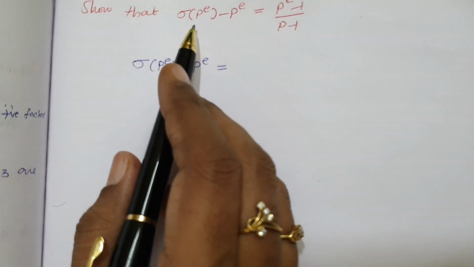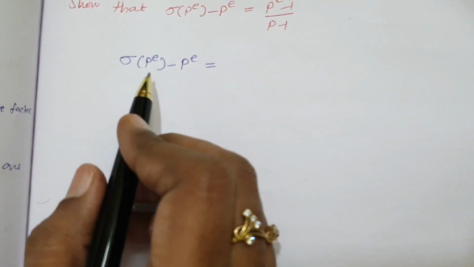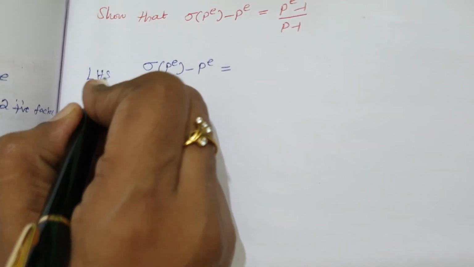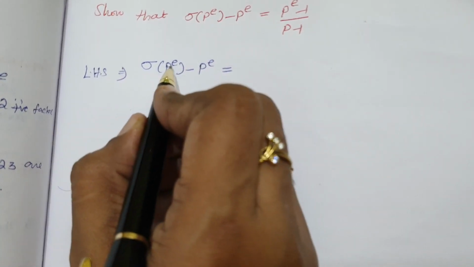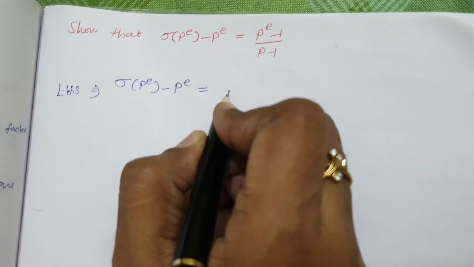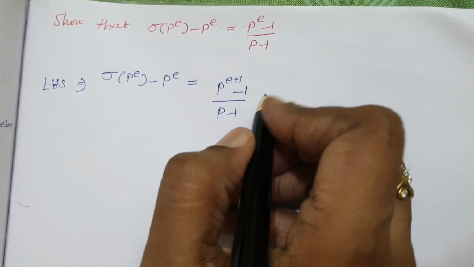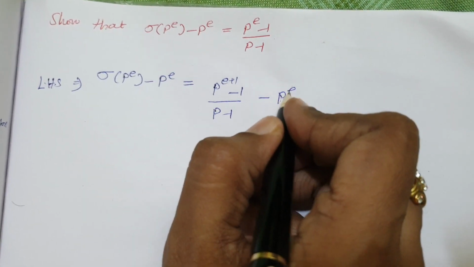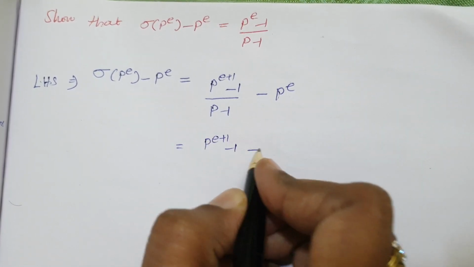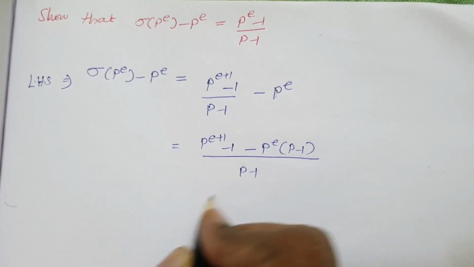Show that sigma of p power e minus p power e is equal to (p power e minus 1) divided by (p minus 1). First I consider the left hand side, sigma of p power e minus p power e. We know the formula of sigma of p power e is (p power e plus 1 minus 1) divided by (p minus 1), minus this p power e. Now take the LCM, then you will get (p power e plus 1 minus 1) minus p power e into (p minus 1), divided by (p minus 1).